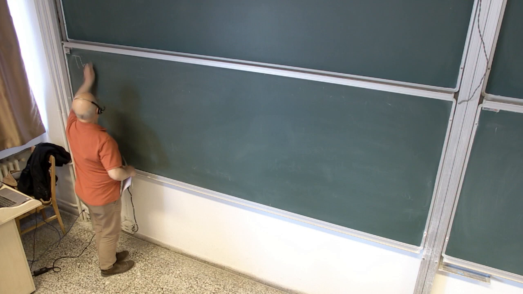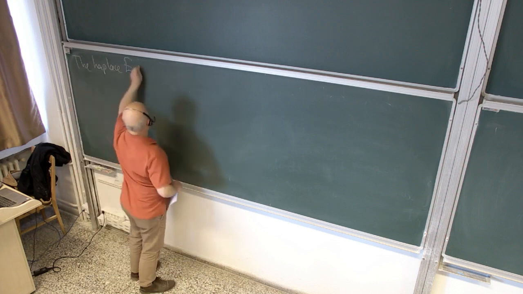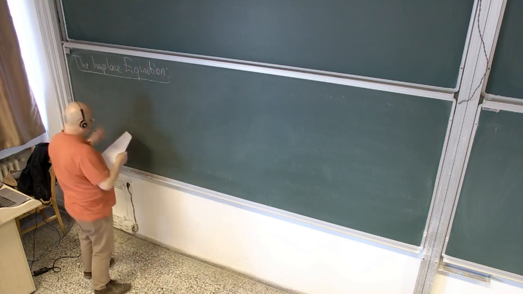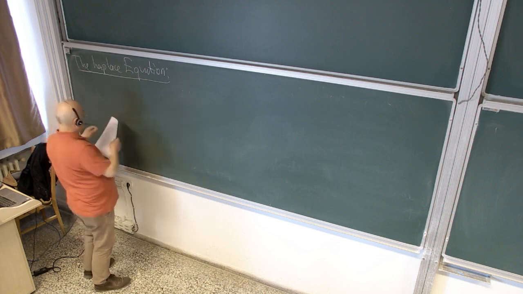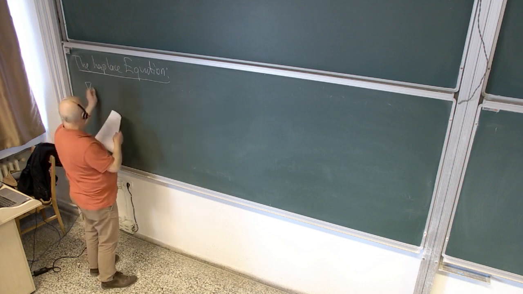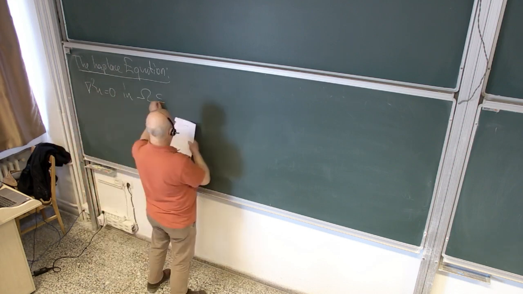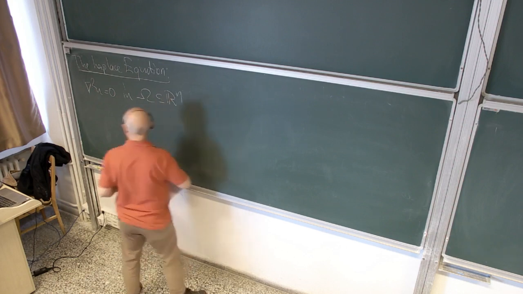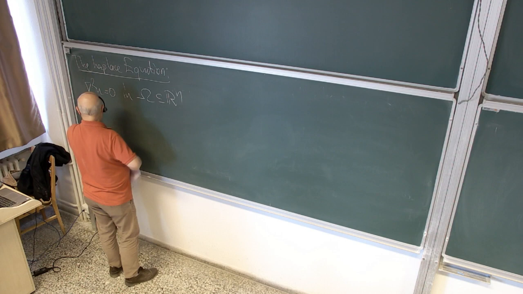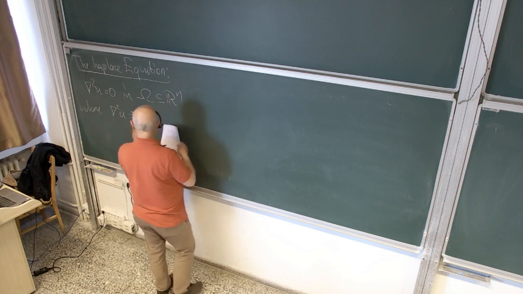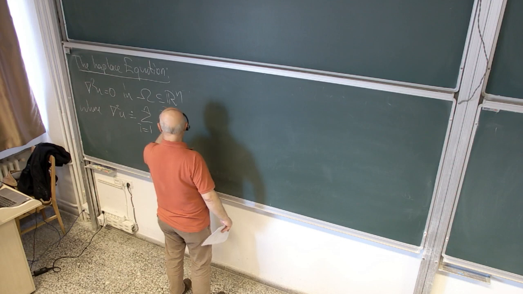The Laplace equation. So the Laplace equation is this: del squared u equals 0 in some region, let's say omega in Rn, where this del squared u means the following. It is just the sum of second partial derivatives, del squared u over del xi squared.